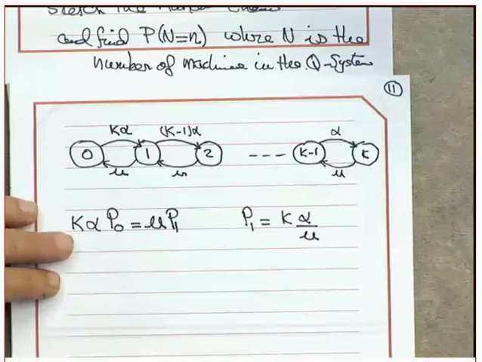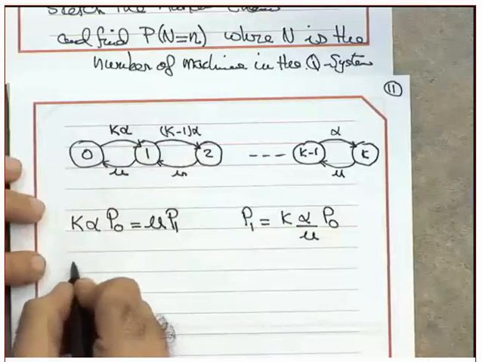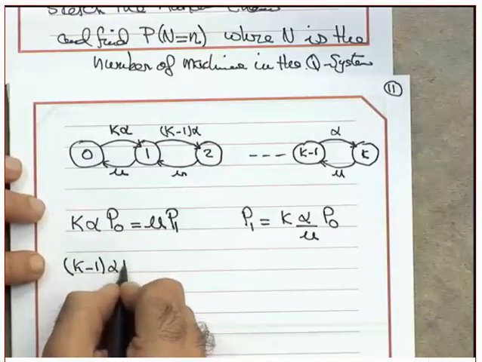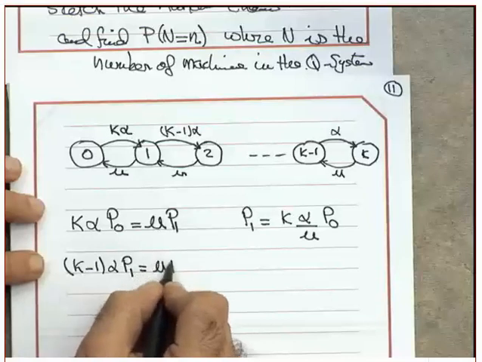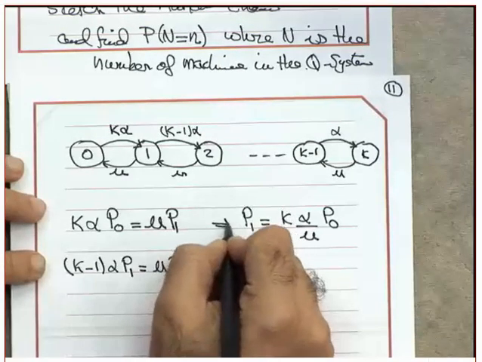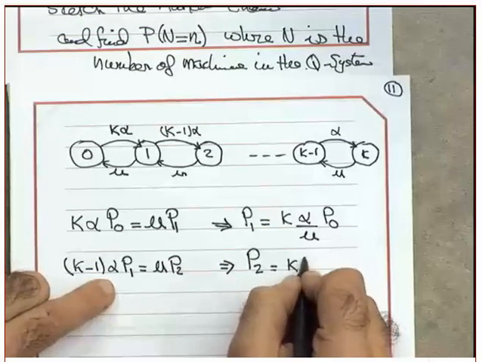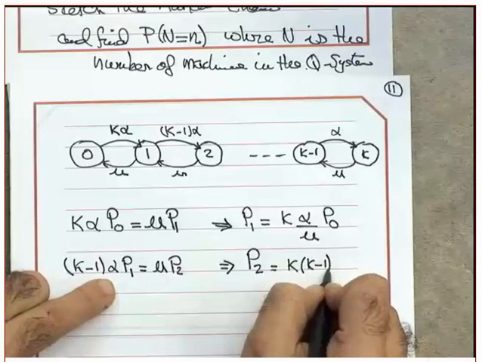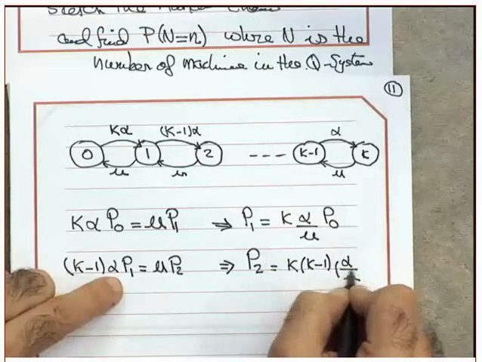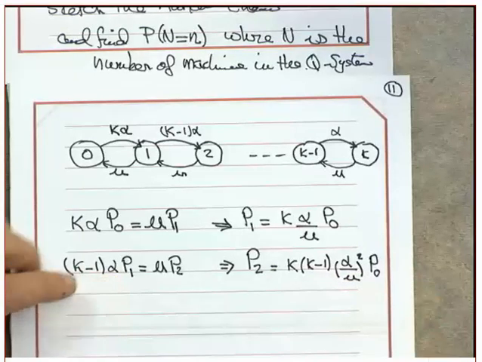Did I mess up? Oh, P0, sorry, P0. Next one, K minus 1 alpha P1 equal to what? Mu P2. So what is P2? Help me. K times what? Times what? Alpha over mu squared P0. Do we agree?